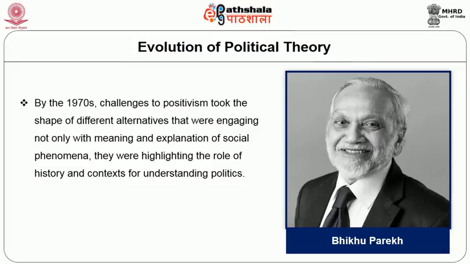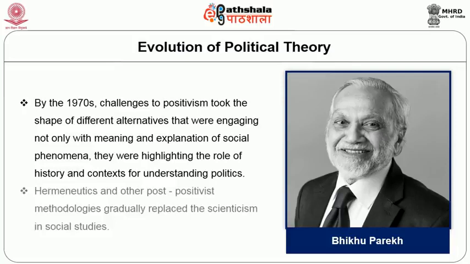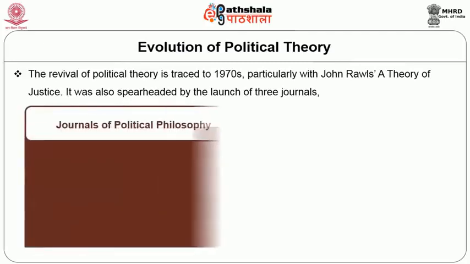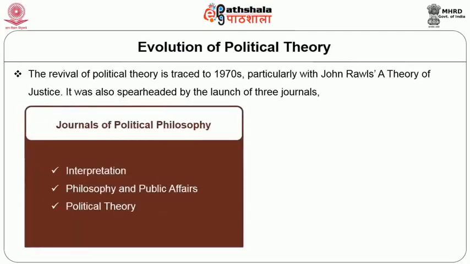the meaning and explanation of social phenomena, they were also highlighting the role of history and context for understanding politics. Hermeneutics and other post-positivist methodologies gradually replaced scientism in social studies. The revival of political theory is traced to the 1970s, particularly with Rawls' A Theory of Justice. It was further spearheaded by the launch of three journals: Interpretation, Philosophy and Public Affairs, and Political Theory.